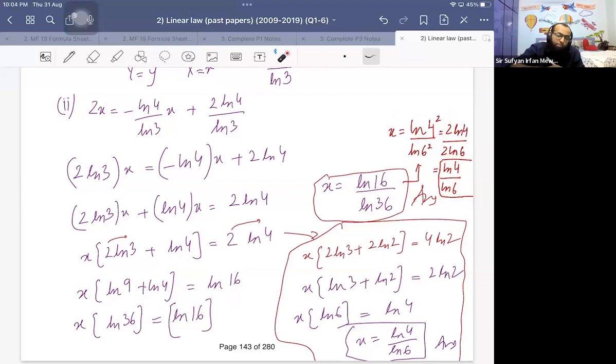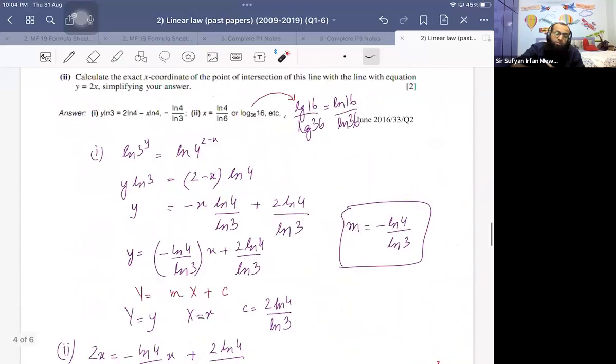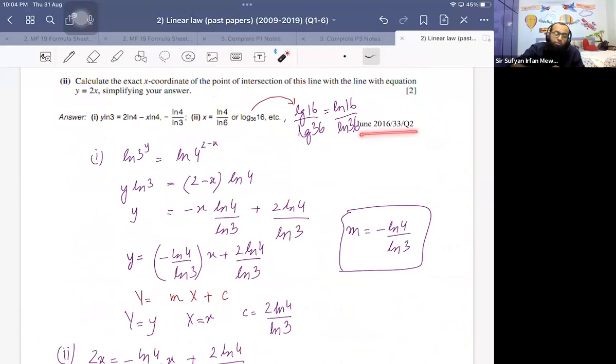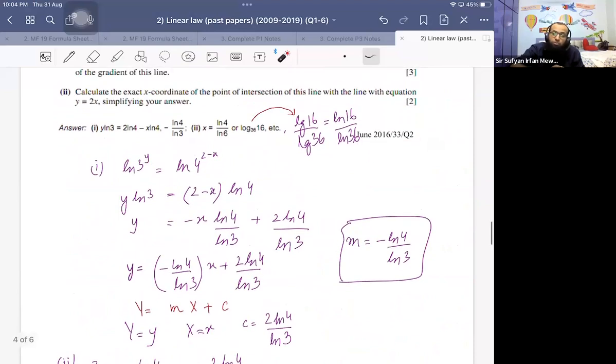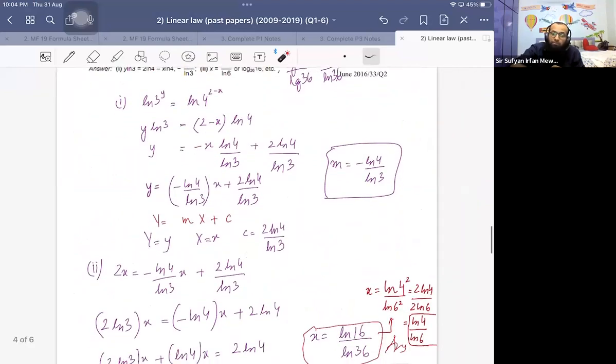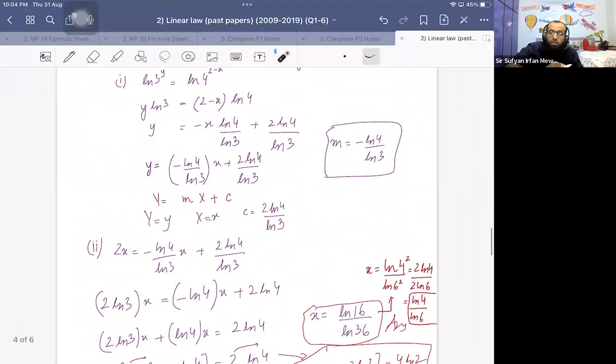So if someone is following this entire working and giving ln 16 upon ln 36 as the final answer, it is accepted in this particular question, but it might be because the question belongs to 2016. The examiners keep on changing, the mindsets do change. The marking scheme at times changes too. We have seen a few errors which were previously ignored and marked as what we call that.